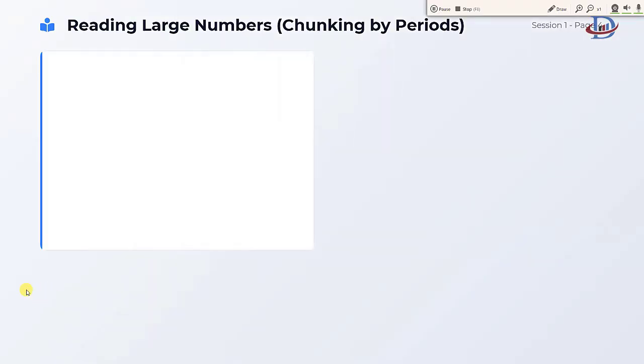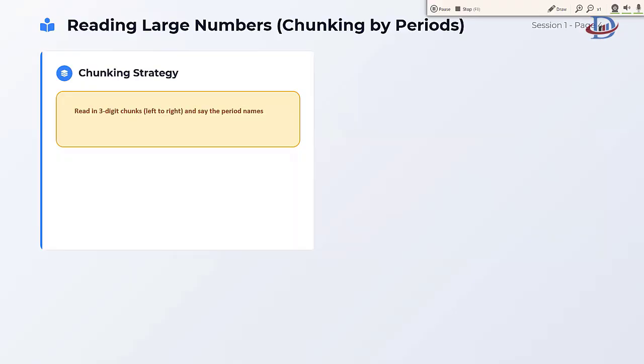So reading the long number, I hope you have seen, is all about the periods. Nothing else. And you remember that in the periods we split from the right to the left. But in reading, we read from the left to the right.